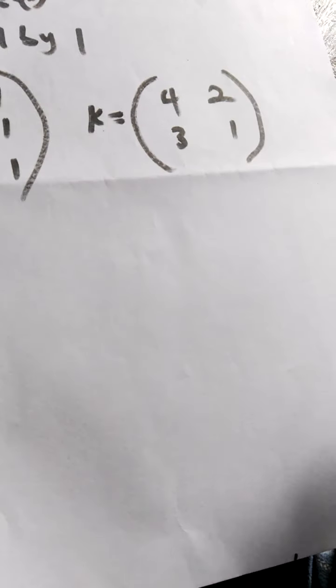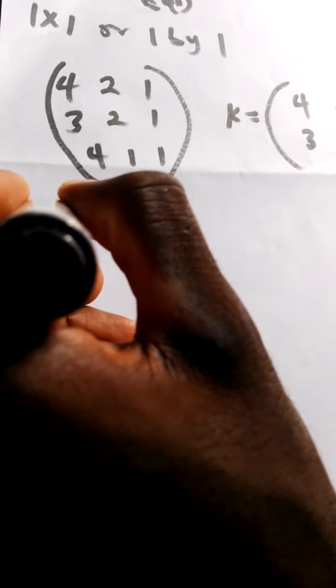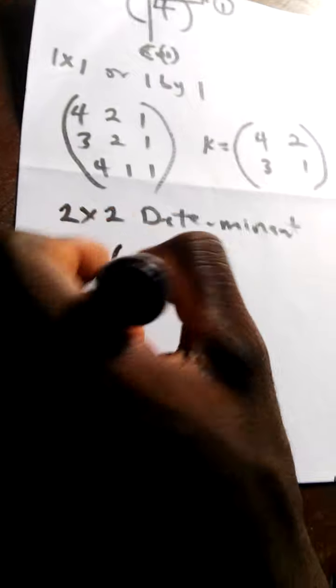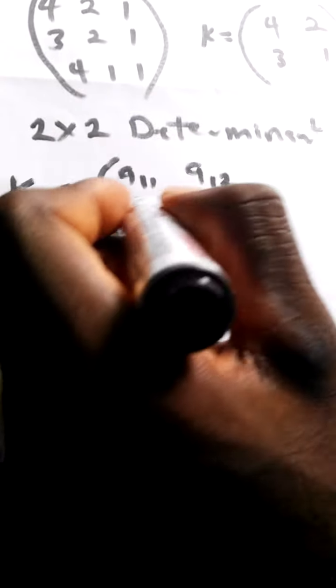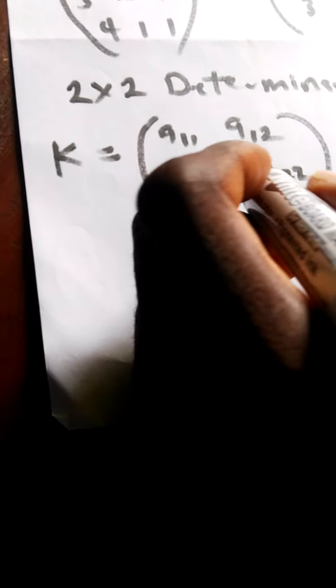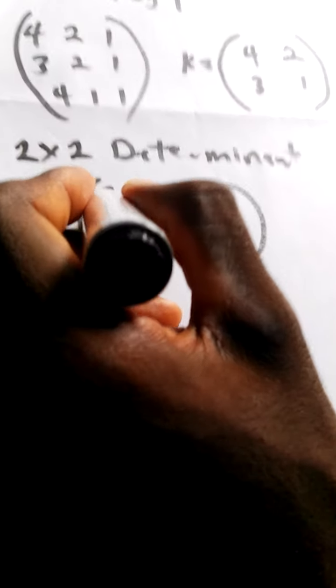Now there's what we call the determinant. I will quickly rush that. How do we find the determinant of a 2 by 2 matrix? We have a formula. Let's use a double suffix notation to represent it: A11, A12, A21, A22.